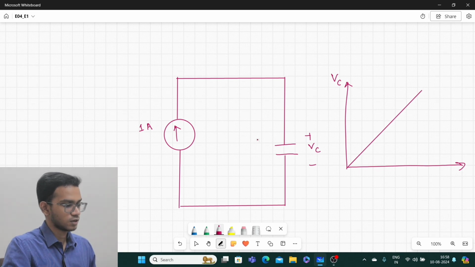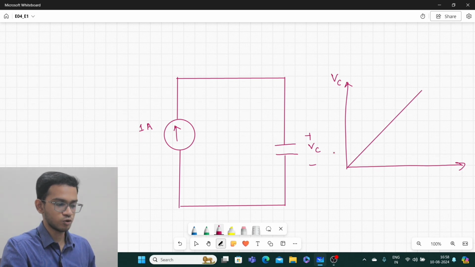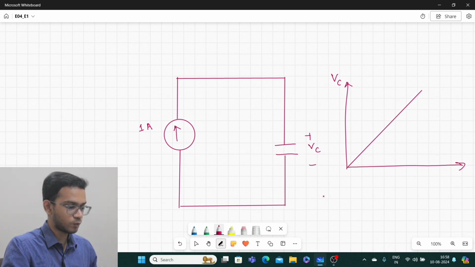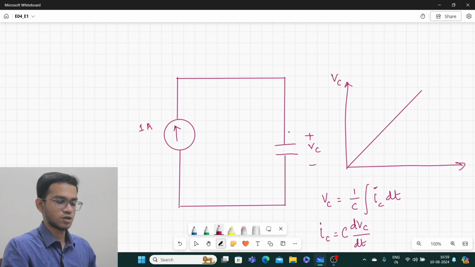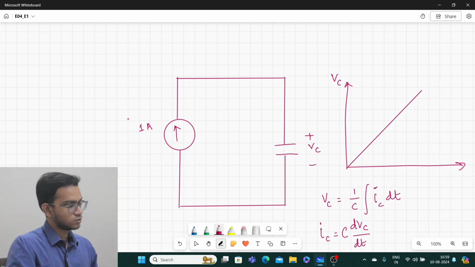Why? Because the input is current and the output is voltage. Now we know that in a capacitor, the current and voltage are related in two ways. First is when your output is a voltage and input is current, the relation is like this. And if your input is voltage and your output is current, then it is related like this. We are observing the voltage across the capacitor.